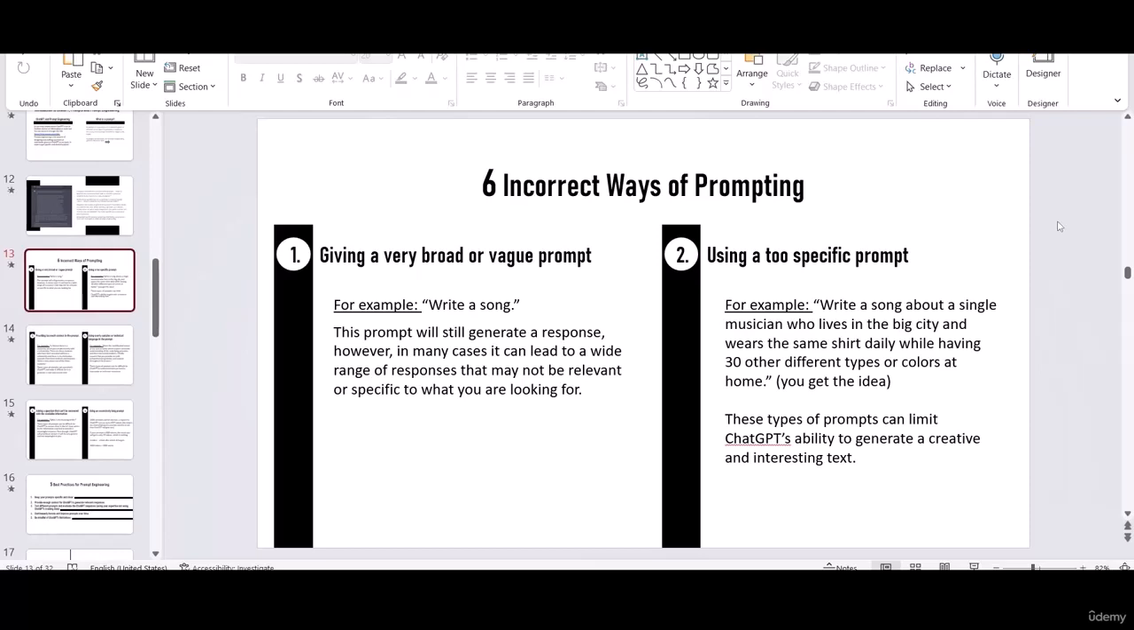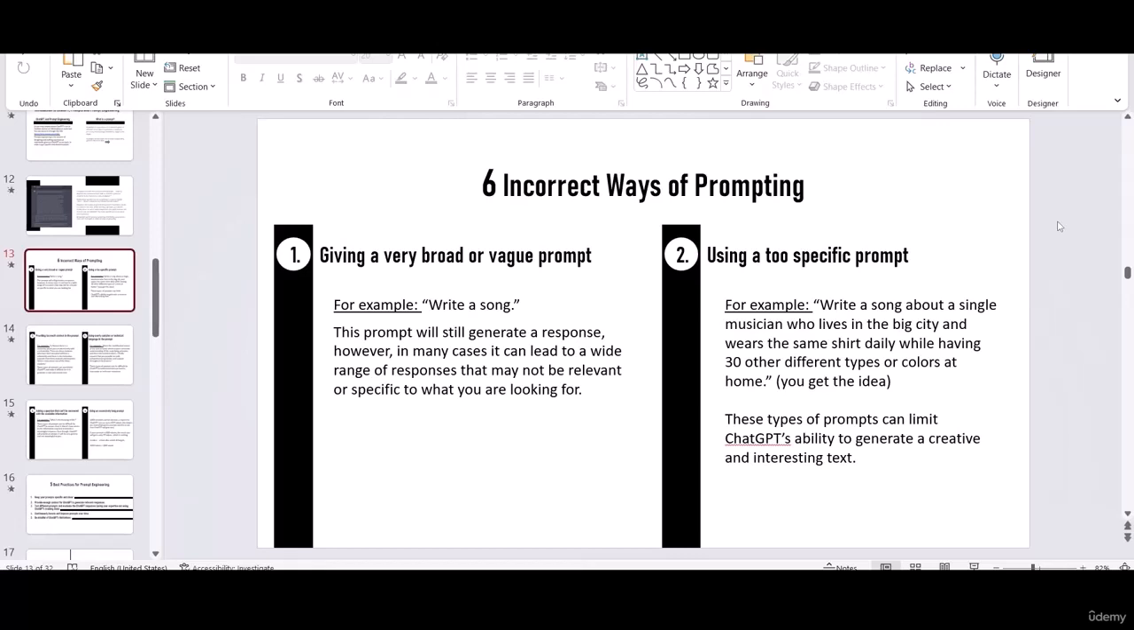In this lecture, we're going to discuss 6 incorrect ways of prompting and 5 best practices for prompt engineering. As you can see, we're back in the presentation as I'll have to show you some examples. And we can start with the first one, which is giving a very broad or vague prompt. For example, write a song. This prompt will still generate a response. However, in many cases, it can lead to a wide range of responses that may not be relevant or specific to what you're looking for.